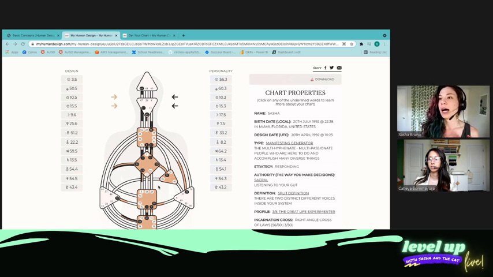But basically, there are these centers here, and there's 9 of those, and we'll get into what each of those 9 are. You can have each of these centers colored in or not colored in. So here they're peach or white. And basically, if they're colored in, that means they're defined centers. And if they're not colored in, that means they're undefined centers. And then the numbers on the left and right are personality and design.